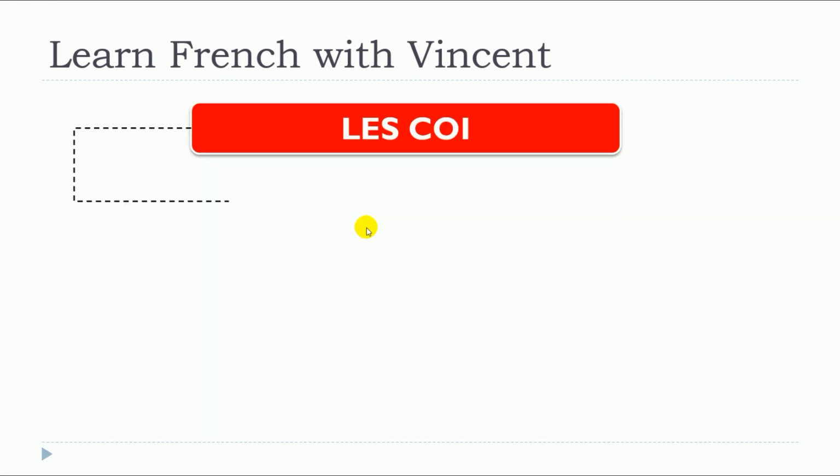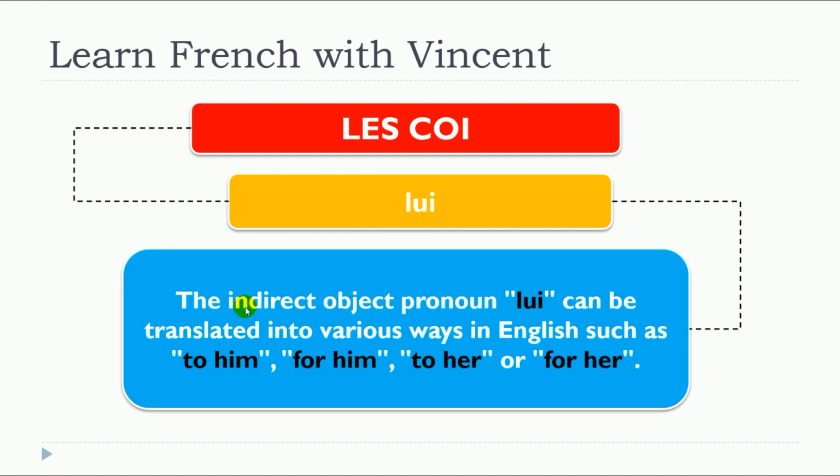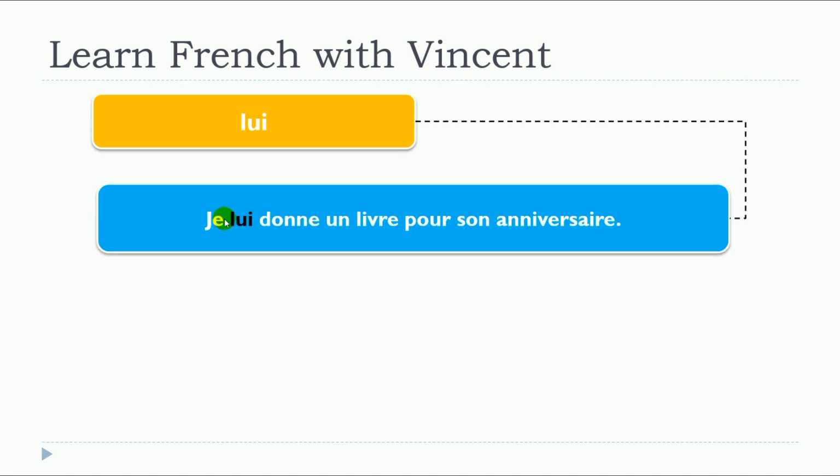So, this lesson is about lui, and the indirect object pronoun lui can be translated in various ways in English, such as to him, for him, to her, or for her. So in that case, this pronoun lui will be for the masculine and for the feminine. So let's have some examples.